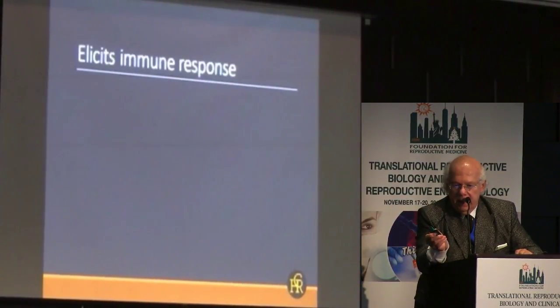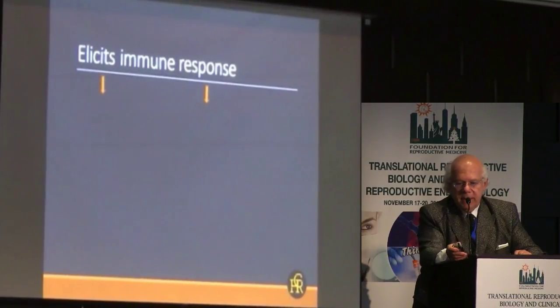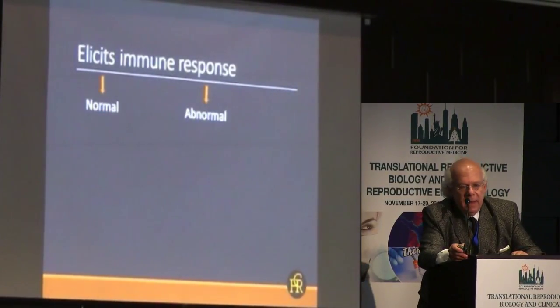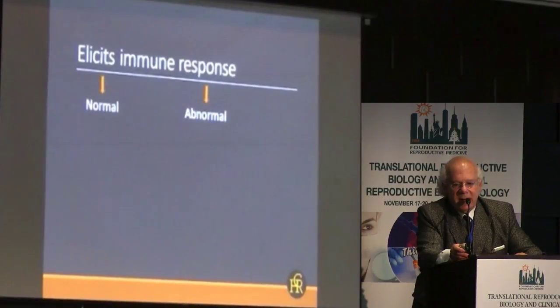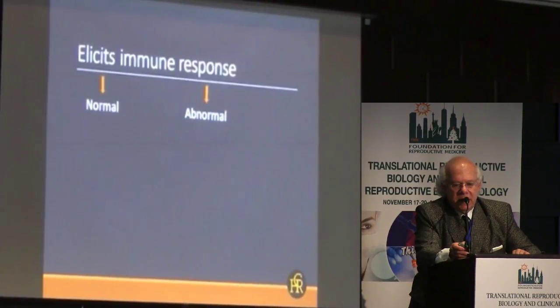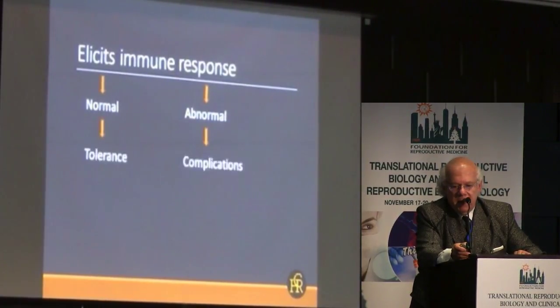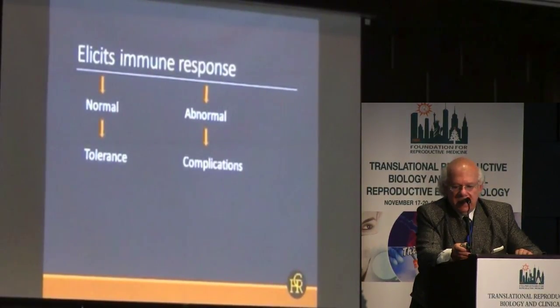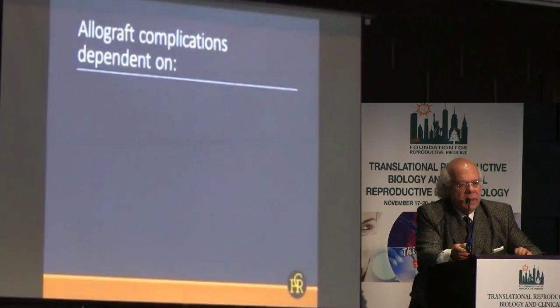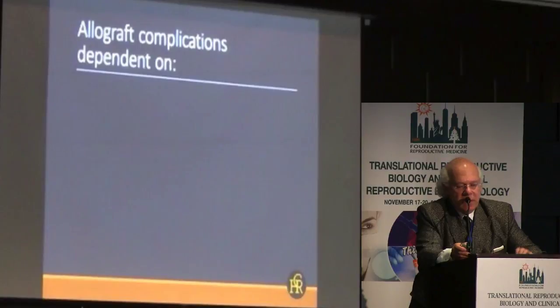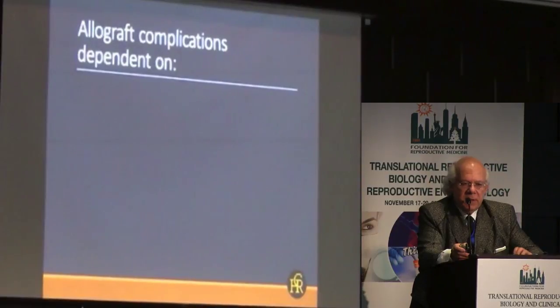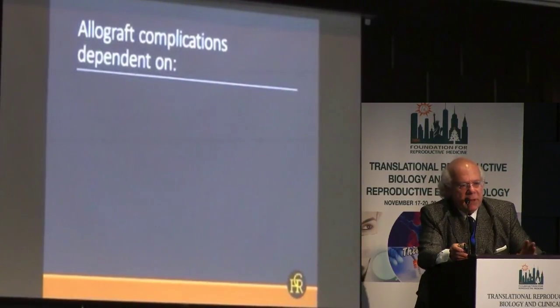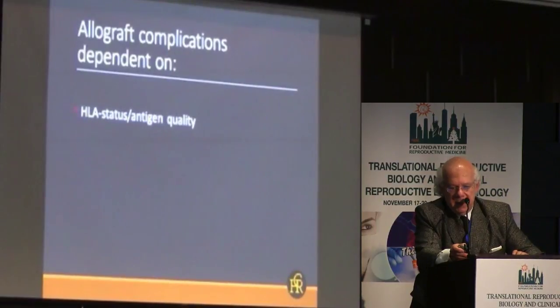All right. Now, what I've told you is that an immune response against the fetal allograft is initiated with implantation. This immune response is either normal or abnormal. If a woman has a normally functioning immune system, she will develop tolerance. If she has an abnormal functioning immune system, she will develop complications: early pregnancy miscarriages, implantation difficulties, late pregnancy preeclampsia, eclampsia, premature labor, gestosis of pregnancies, etc.